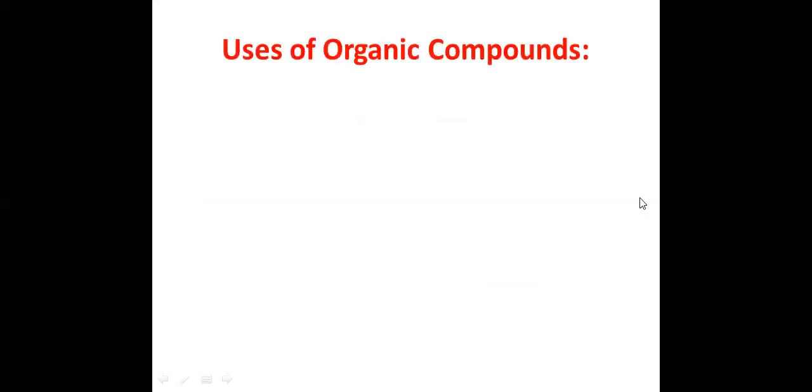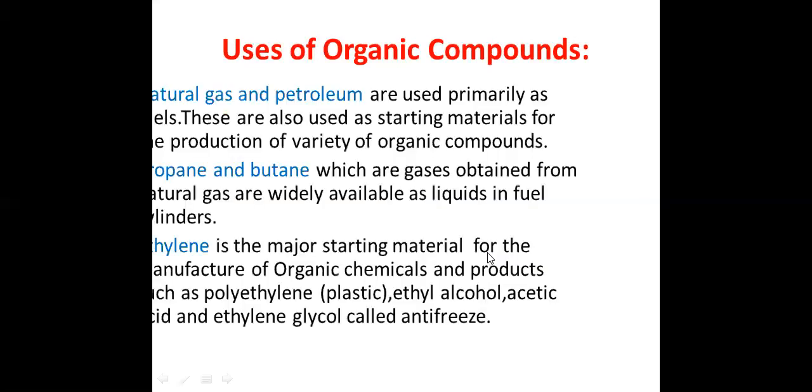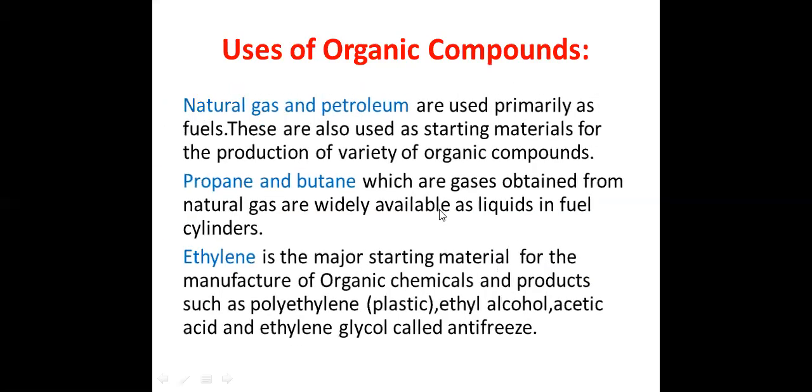Then what are the uses of organic compounds? Sources of organic compounds like natural gas and petroleum are used primarily as fuels, and these are also used as a starting material for the production of a variety of organic compounds. Then propane and butane, which are gases, we obtain from natural gas because I told you it is a mixture of these gases as well, and they are widely available as liquid in fuel cylinders.